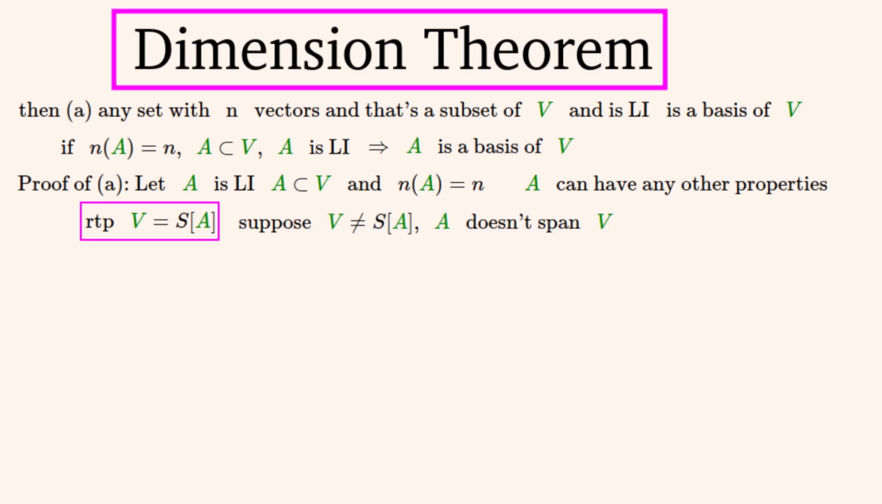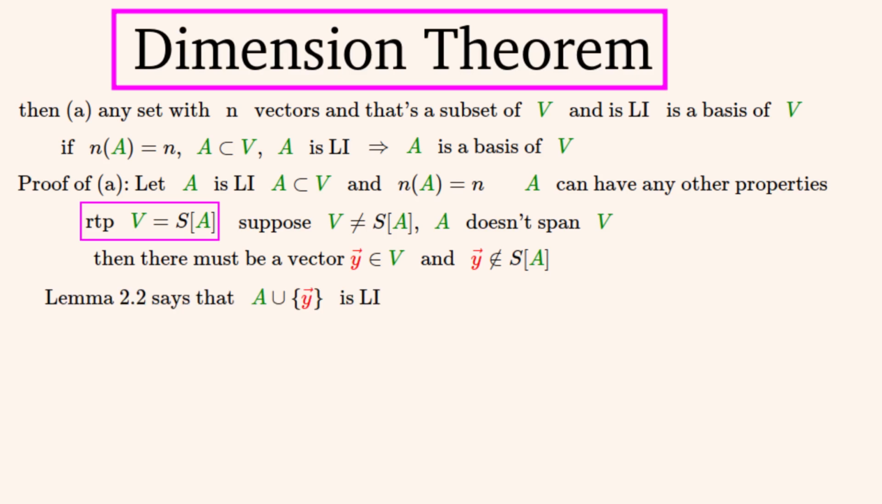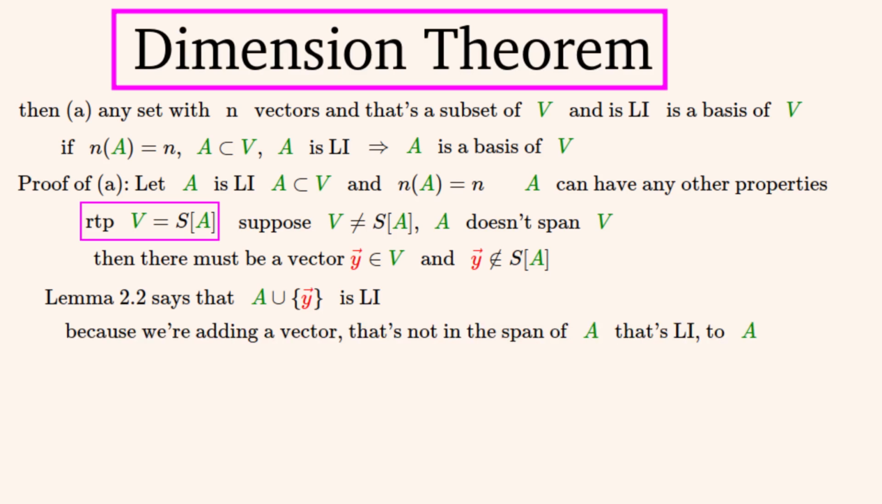We'll do this using a contradiction. We'll assume that A doesn't span V and see that it will cause a contradiction, and so can never happen. Then there must be a vector that's in V but not in the span of A. A past lemma, which is a minor theorem, says that when we add this vector to this set A, then the new set is linearly independent, because we're adding a vector that's not in the span of A to A, and A is linearly independent.